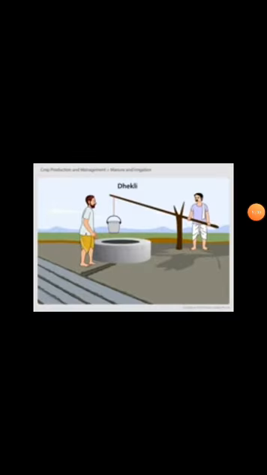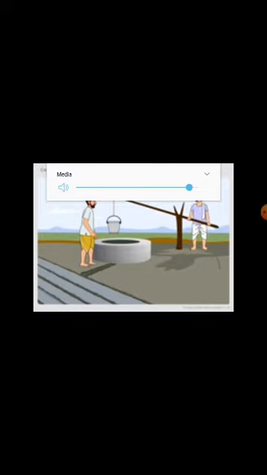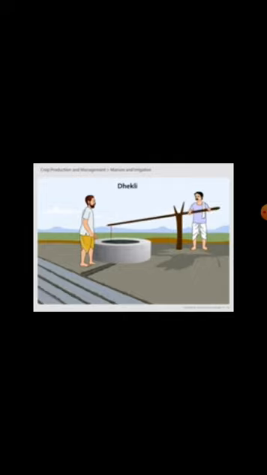Dekli is a traditional system. It's the system of Dekli, which is mainly seen in rural areas. The Dekli irrigation system uses ropes and a container to get water from a well. Farmers had to take out water manually from the well and pour it into the field. This causes a lot of water wastage. So nowadays, people do not use this method of irrigation.